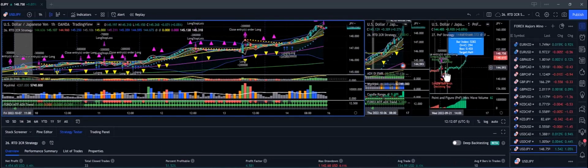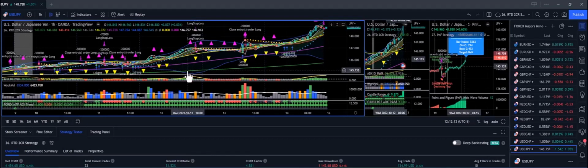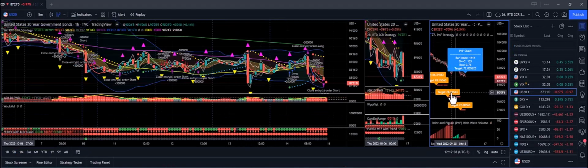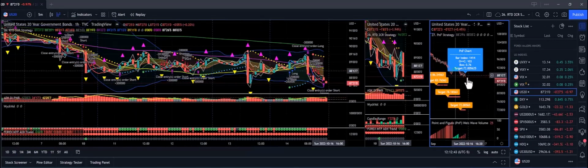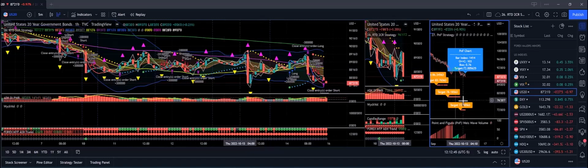US Japanese yen, no price target on the strategic picture. Price action above the dragon throughout. Overall profit on the tactical picture, nice flows to the upside with a profit of $4,454. Looking at the overall markets, we're looking at bonds. We have a new price target of 72 on the bonds to the downside, so it looks like some more price action to the downside.